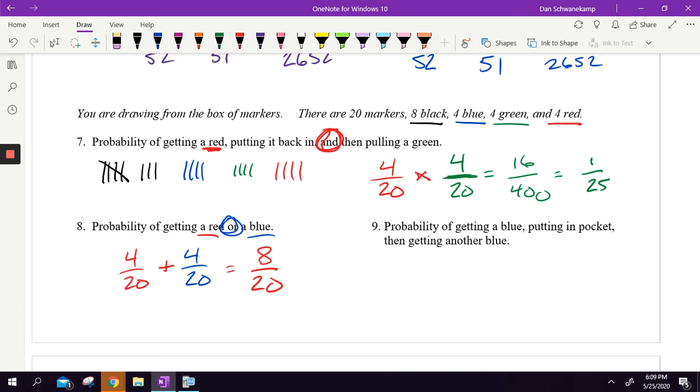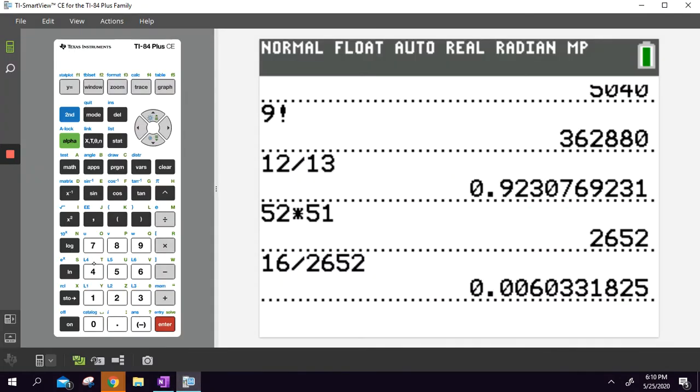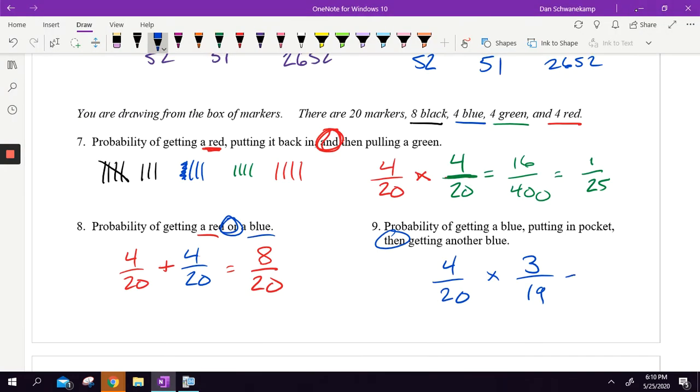What's the probability of getting a blue, putting it in my pocket and then getting another blue? So let's do the first one. What's the probability of getting a blue? Well, 4 out of 20. Putting it in my pocket. So I'm removing a blue and then getting another blue. So now it's and, but then getting another blue. Multiplication. Now there's only 3 right answers out of only 19 markers left. I know what 4 times 3 is. 20 times 19, 380. So I got 12 out of 380. I could reduce. You don't have to, though.